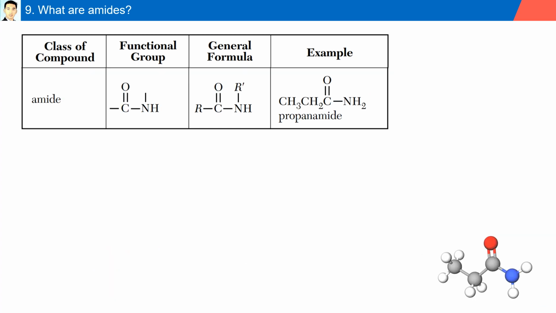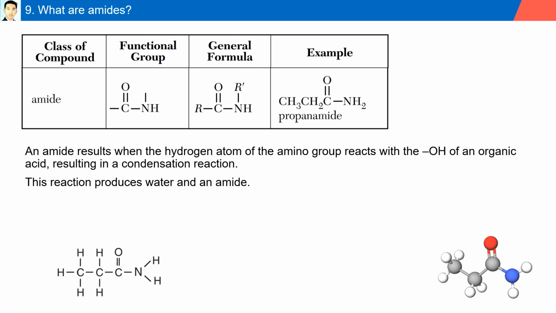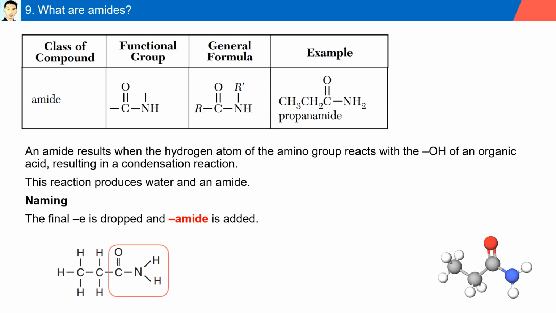What are amides? An amide results when the hydrogen atom of the amino group reacts with the OH of an organic acid, resulting in a condensation reaction producing water and an amide. When we're naming these compounds, the final E is dropped and amide is added. In this example, it is called propanamide.